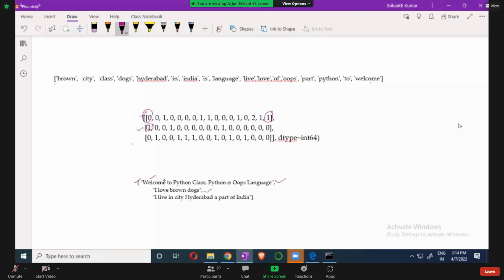Now here, the 2 is there. Then Python is there over here. Python in the first sentence is coming 2 times. See, welcome to the Python, and Python is an OOPs language. So how many times is Python there? 2 times. That's why we got the 2. Now there is a part. The part is not there in the first sentence. That is there in the third sentence. That's why you got it over here.